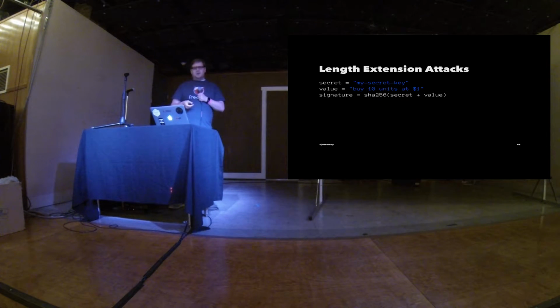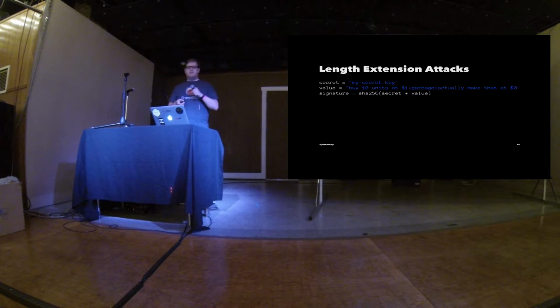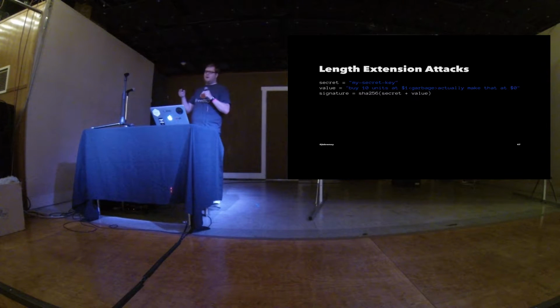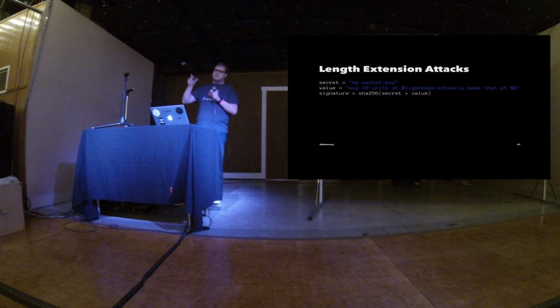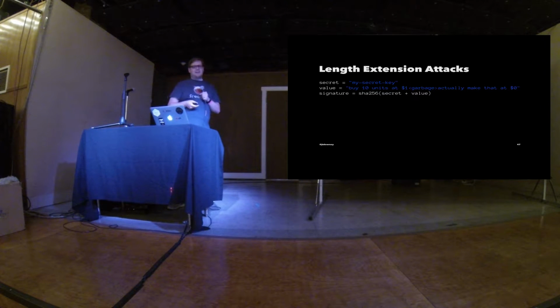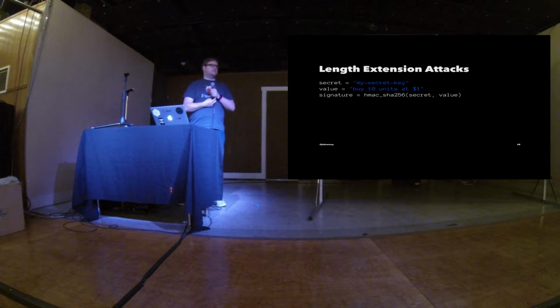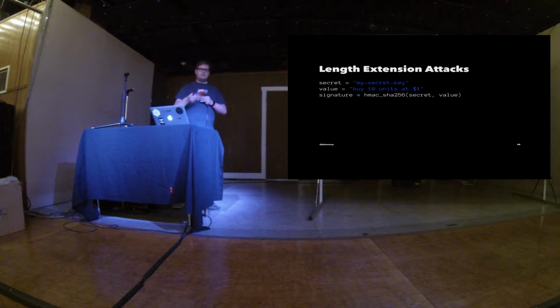So here's the example in code. I take my secret and my value and I concatenate it, and that's my signature. And what this allows an attacker to do is, without knowing the secret and without really even knowing the initial value, they can put arbitrary additional data at the end if they can get you to do the thing. So here, it's like buy 10 units at $1, and then it's like actually make that 0. You can change the semantic meaning of the value you're trying to hash. And this is, once again, without knowing the secret. So what should have been done here is they should have used a function like HMAC or another secure MAC function, and that actually prevents this type of attack.